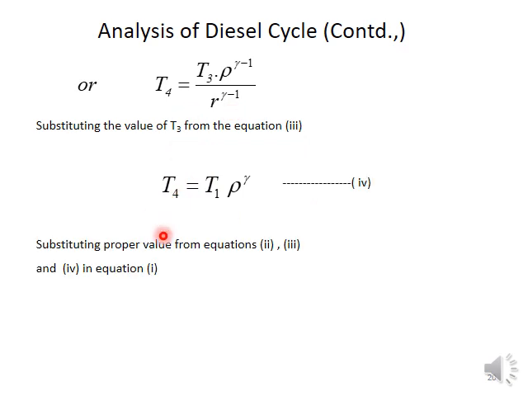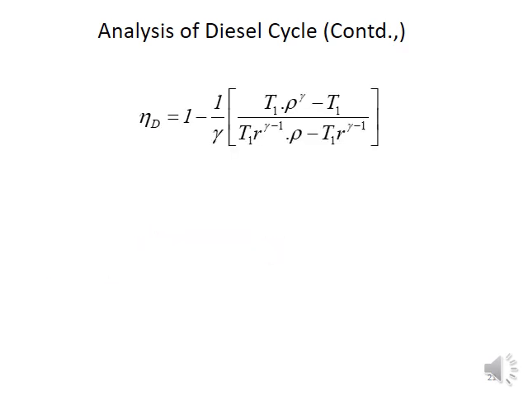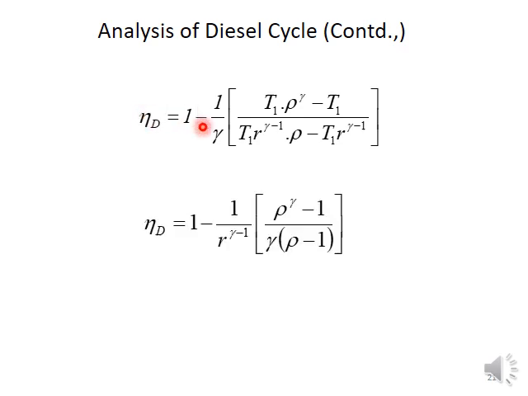So, substituting the proper values of equations 2, 3, 4 and 1, the air standard efficiency of a diesel cycle is this one. So, you have to remember this formula: the thermal efficiency or air standard efficiency of a diesel cycle is 1 minus 1 divided by R power gamma minus 1, where R is the compression ratio, gamma is the adiabatic index, into rho power gamma minus 1 divided by gamma into rho minus 1.